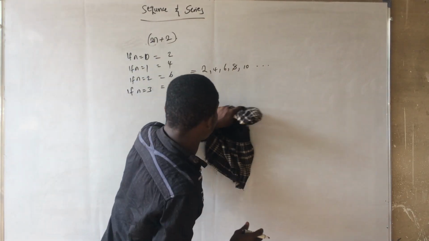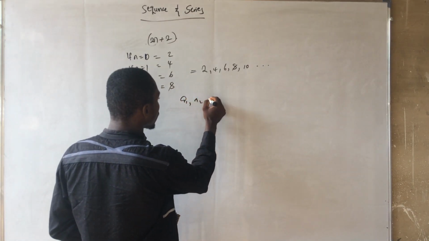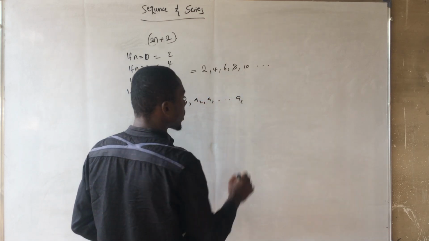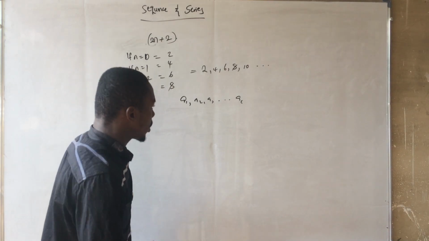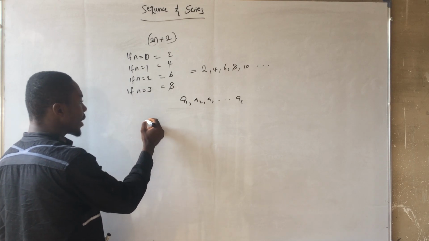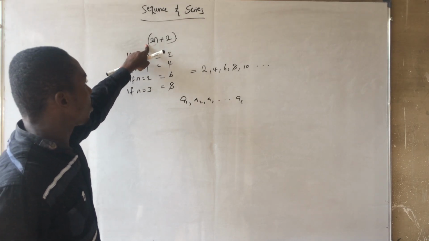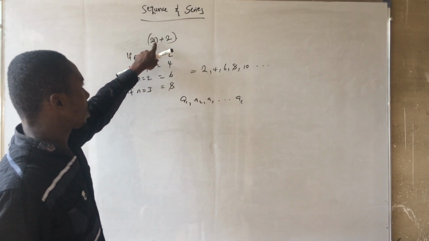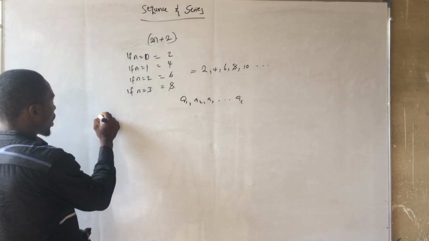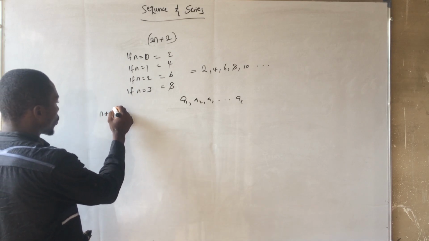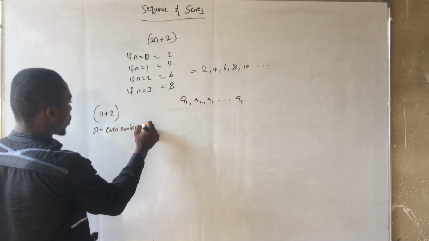Now, if there exists a sequence of numbers such that A1 is the first term and A2, A3 till A last are all the terms in that sequence, and you form the second one by adding a constant. What I mean by a constant is, in this general formula, this is a constant and this is also a constant. The only variable there is n. So for example, we are dealing with n plus 2, with n equal to even numbers only.